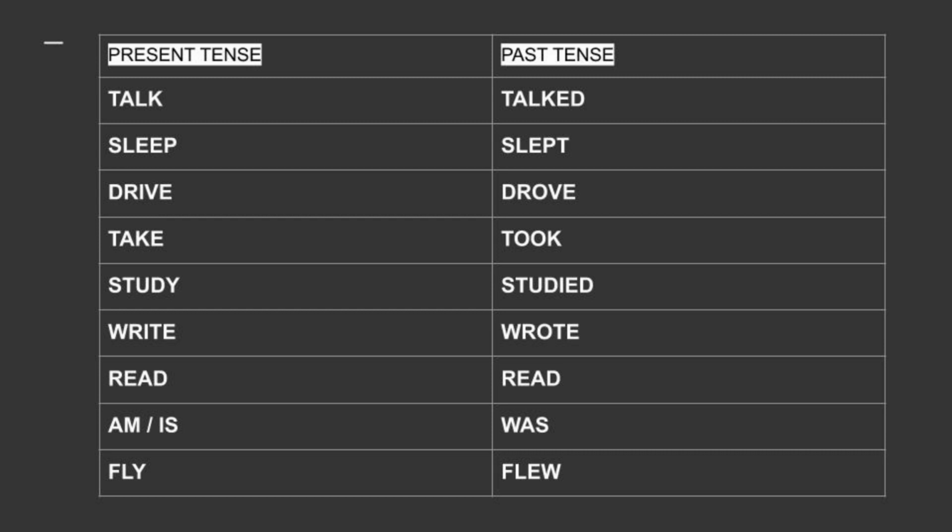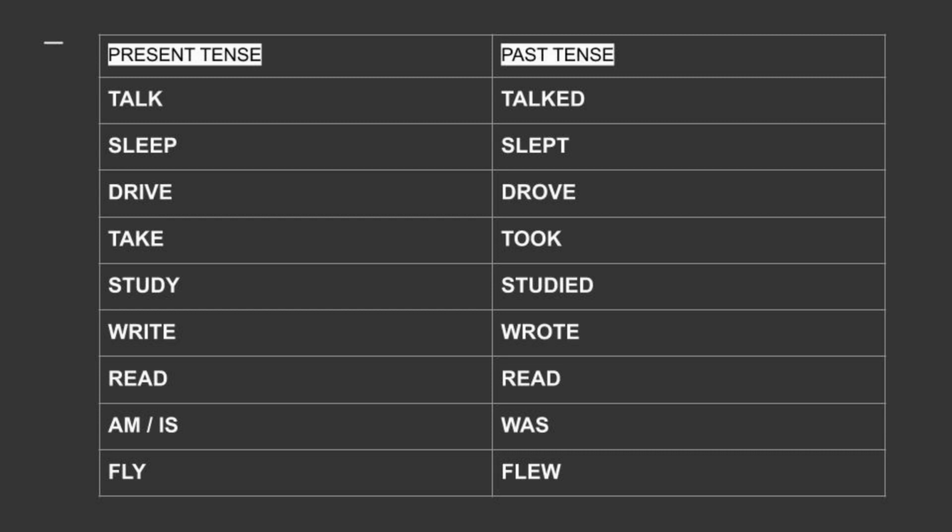And then the verbs am and is, they take the same past tense as was. Am also takes was. I am Kavita, I was a student. Similarly, she is Kavita, and in past tense, she was a student. Okay? And then fly, flew. So this is how verbs change their forms when they shift from one tense to another.